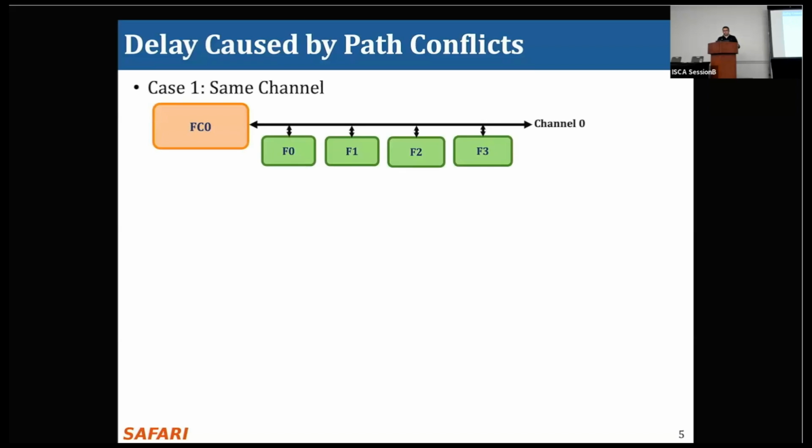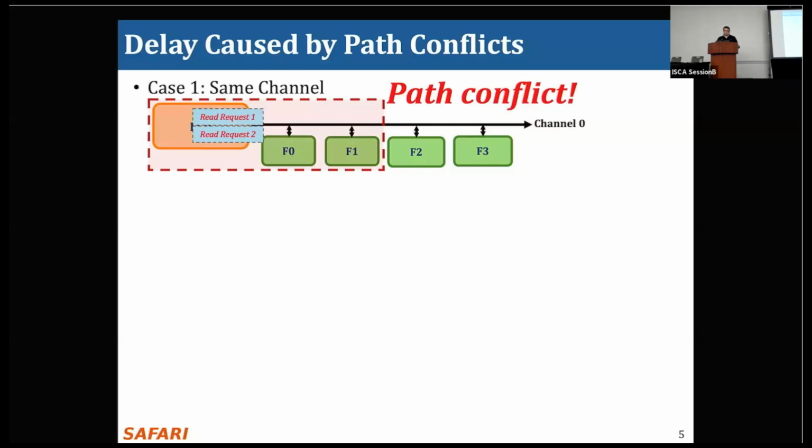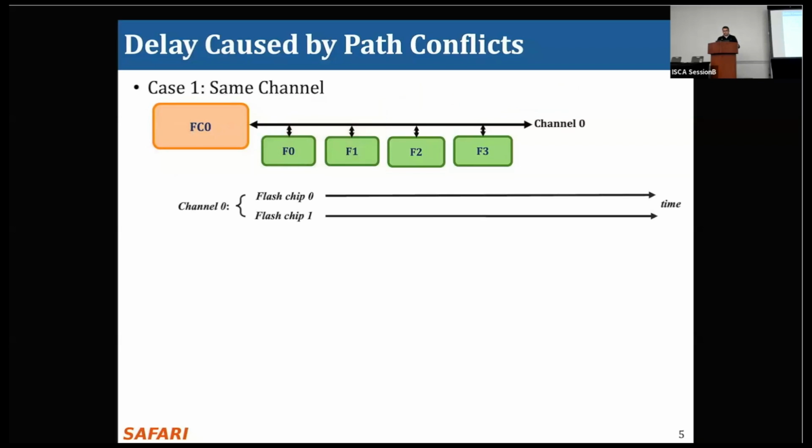Now let's look at the delay caused by path conflicts. Here we show two cases. In the first case, we show two read requests which simultaneously arrive targeting flash chips connected to the same channel. And here, these requests experience path conflict. And if we see the timeline of how these requests are served, we show three steps of the read request: command transfer over the channel, the read operation within the flash chips, and the data transfer over the channel.